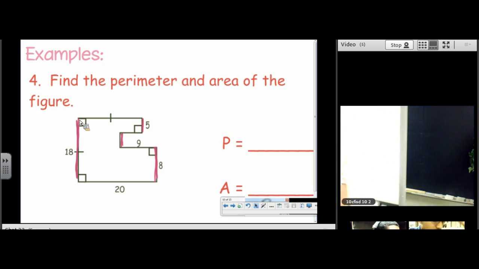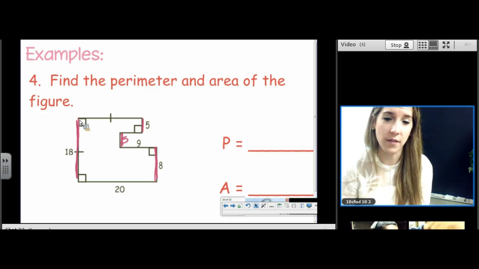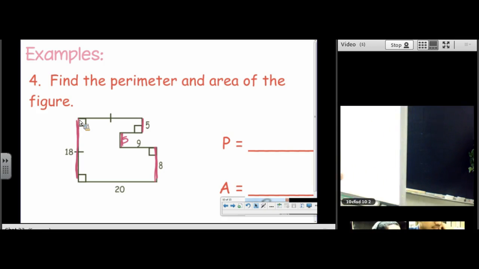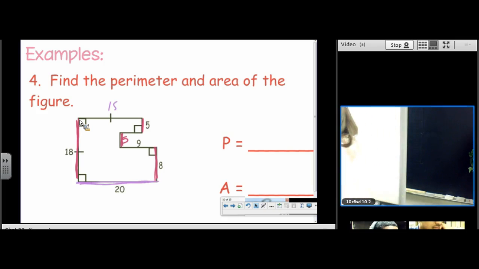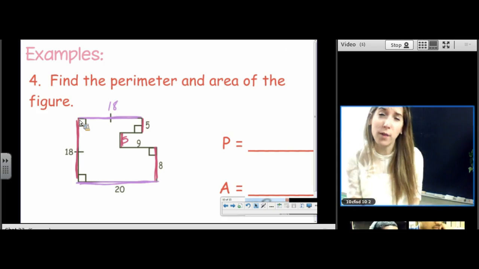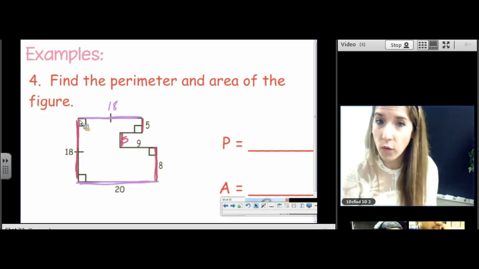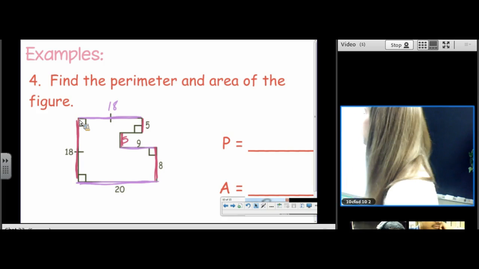Now, in this problem, the horizontal one is a little bit tougher. Let's go horizontal now. We know that the whole is 20. We know that this is 18 because it has a tick mark. Tick mark, tick mark. And then we also know that this one's 9. So we're looking at all of our horizontal ones, but there's some overlap. So we kind of run into trouble because of the overlap.